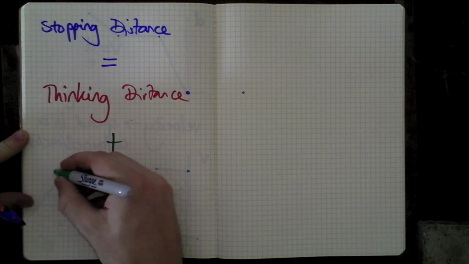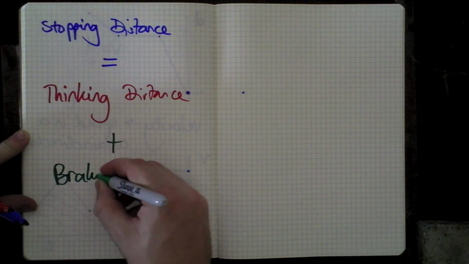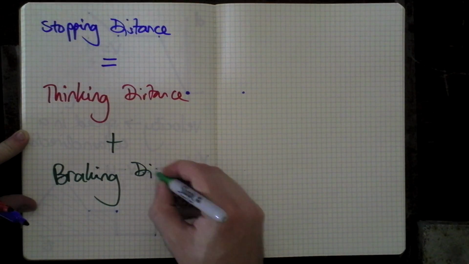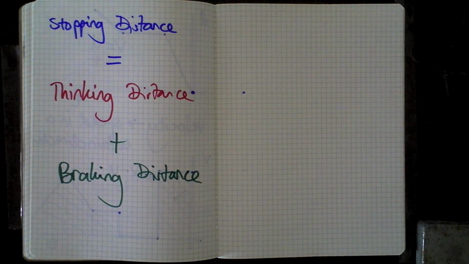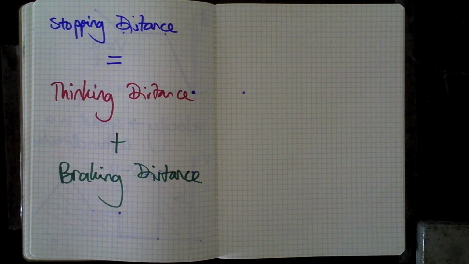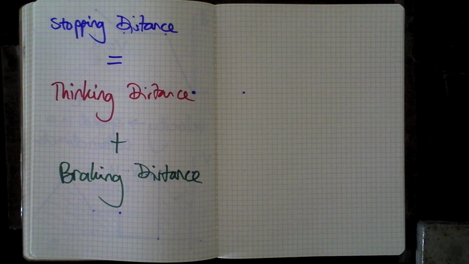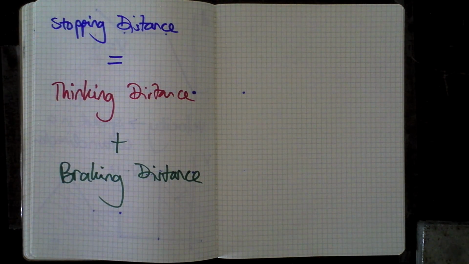All you do is add that thinking distance to the braking distance. Now the braking distance is just reliant on the physical properties of the car and the road. How heavy is the car? How fast is the car travelling? How good is the grip on its tyres? How efficient are its brakes? Is the road surface wet or icy? All of those things will affect the braking distance, but together they add up to give you the stopping distance.